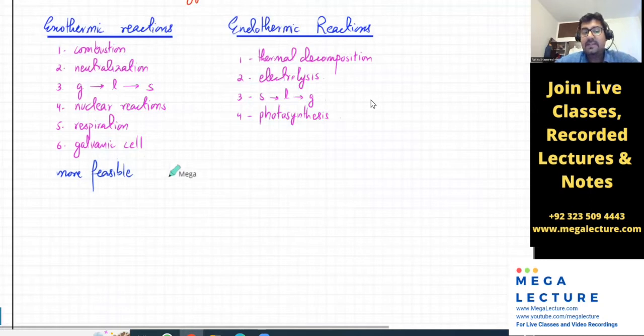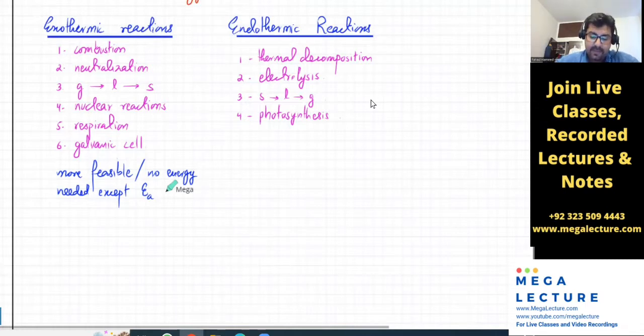While endothermic reactions constantly need energy. No energy is needed overall for exothermic reactions, except the activation energy, which is EA. Endothermic reactions constantly need energy. The moment you stop providing them energy, they'll stop happening. So they're less feasible.